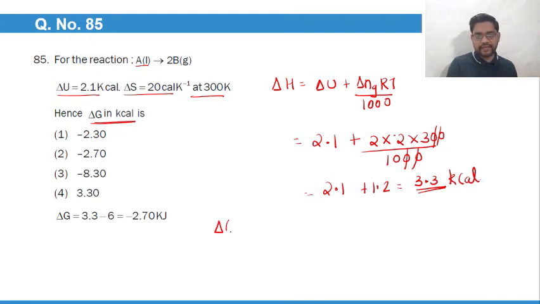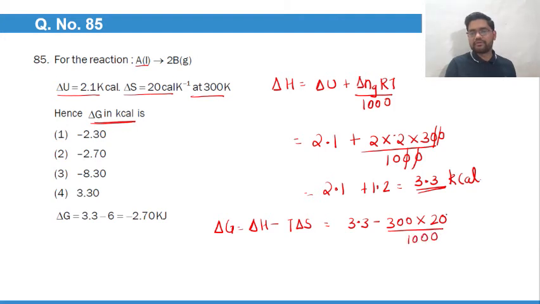Now what we need to calculate is delta G. We know that delta G is equal to delta H minus T delta S. So delta H is 3.3, minus temperature 300 into delta S, that is 20 by 1000. So 3 2s are 6. So this is 3.3 minus 6. So the answer will be approximately minus 2.70. So that is the right answer, minus 2.70.